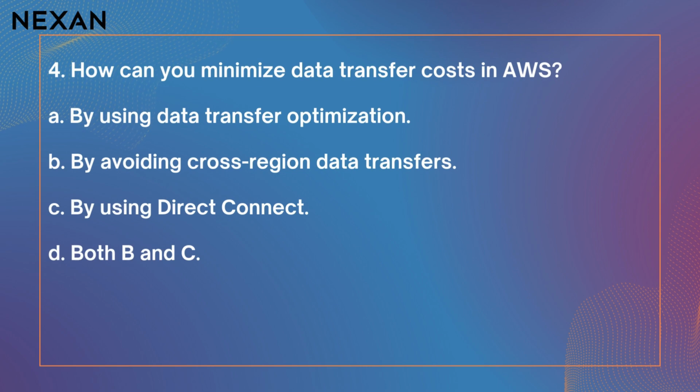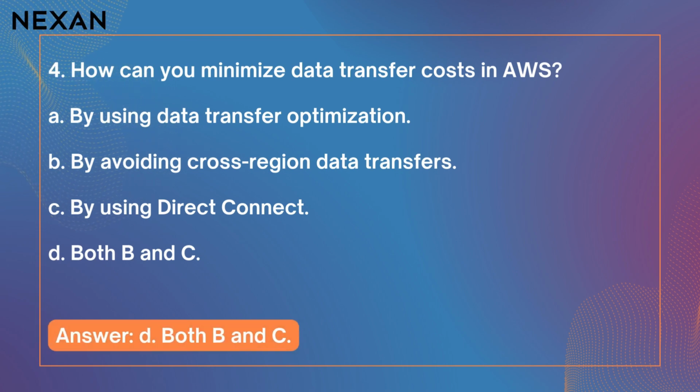4. How can you minimize data transfer costs in AWS? A. By using data transfer optimization. B. By avoiding cross-region data transfers. C. By using Direct Connect. D. Both B and C. Answer: D. Both B and C.